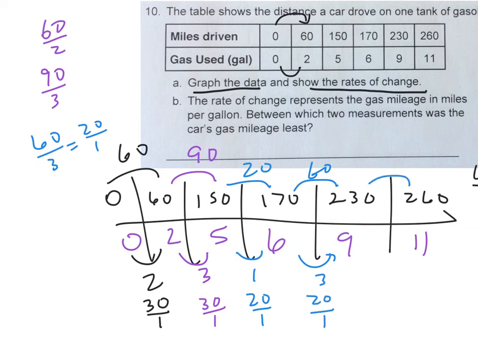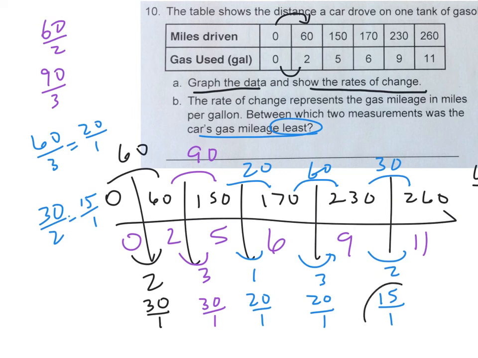And then finally, 230 to 260 is an increase of 30 over 2. When you get 30 over 2, that actually reduces down to 15 over 1. And the question is, between which two measurements was the gas mileage the least? Well, it would be this one, the very last segment. So it was 15 miles for 1 gallon of gas. So you have to find each individual ratio in order to compare them all.